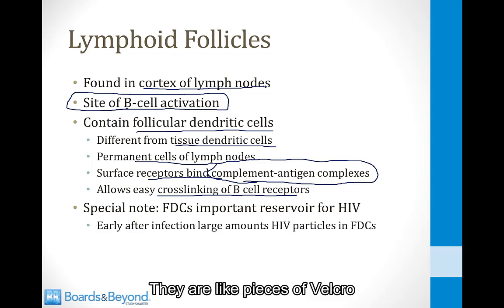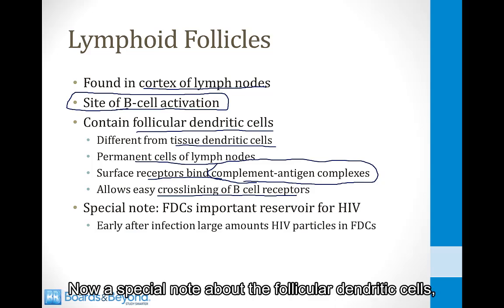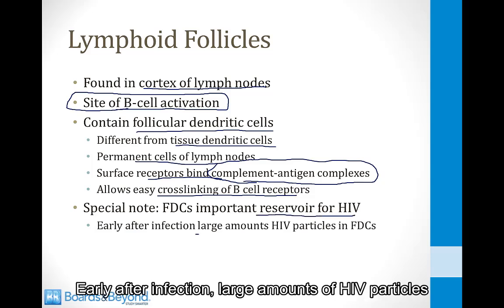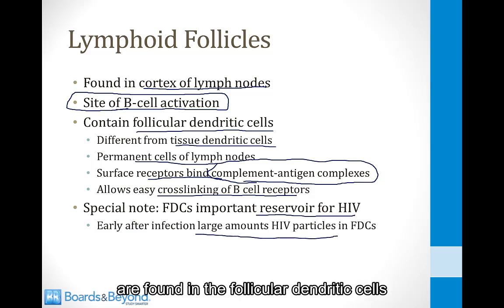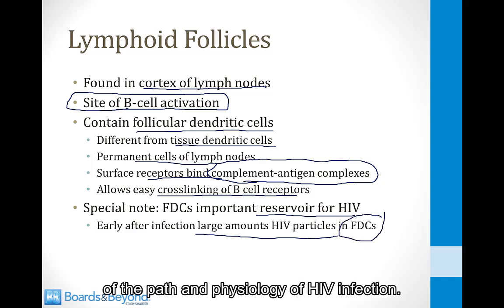They are like pieces of Velcro that pick up lots of different antigens, and then the B cells can stick to the antigens and react. Now, a special note about the follicular dendritic cells, they are very important as a reservoir for HIV. Early after infection, large amounts of HIV particles are found in the follicular dendritic cells, and they're a major piece of the pathophysiology of HIV infection.